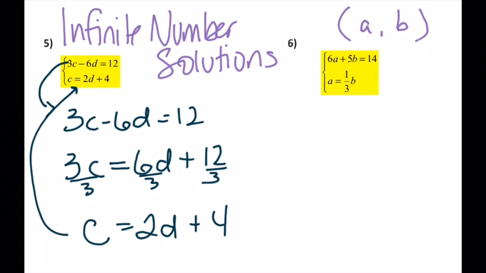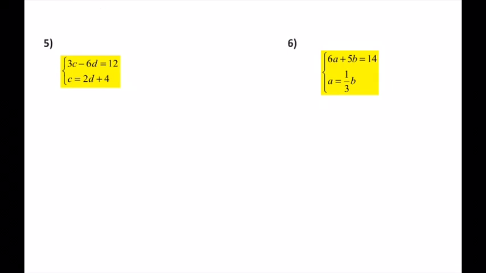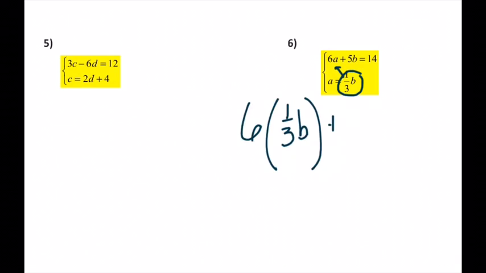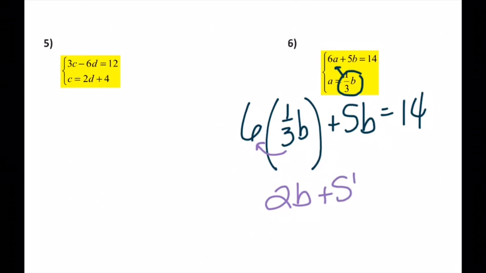Okay, for number 6, we are going to take the a, which is 1/3 b, and plug it in for a right there. So 6 times 1/3 b plus 5b equals 14. What you want is only one variable in your equation that you're solving, because you can't solve for two variables if you only have one equation. So what's a third of 6? A third of 6 is 2. So a third of 6b, or a third b times 6, is 2b plus 5b, so that's 7b, equals 14. Divide both sides by 7 and you get b is equal to 2.